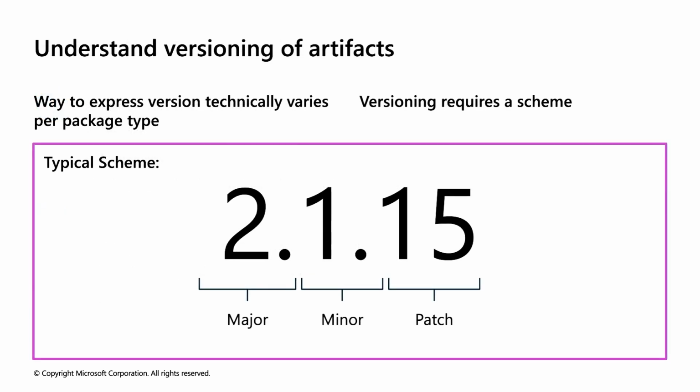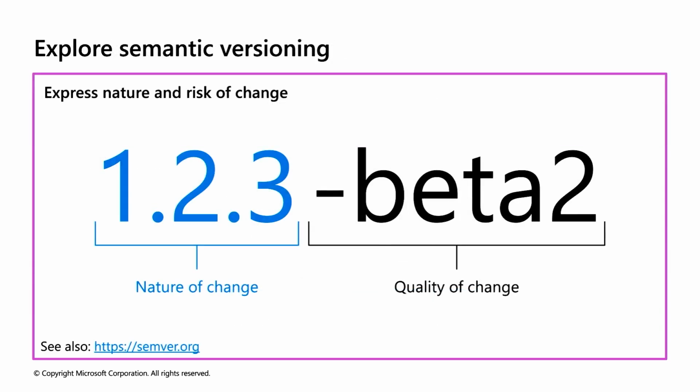At its core, versioning is about assigning a unique identifier to each release of a package, making it easy to track changes and updates over time. The way that we express a version can vary depending on the package type, but most teams use a versioning scheme, like the familiar major.minor.patch format, for example, 2.1.15. This structure helps developers quickly understand the significance of each update. Major changes might introduce new features or break compatibility, minor updates add improvements, and patches fix bugs. By following a clear versioning scheme, teams can maintain order and predictability as their software evolves.